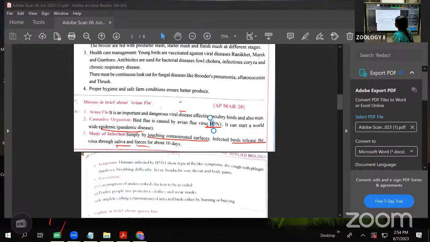Here. Next, what are the symptoms in humans? They have the typical flu-like symptoms: fever, dry cough, breathing difficulty, and headache. These symptoms will occur in avian flu.